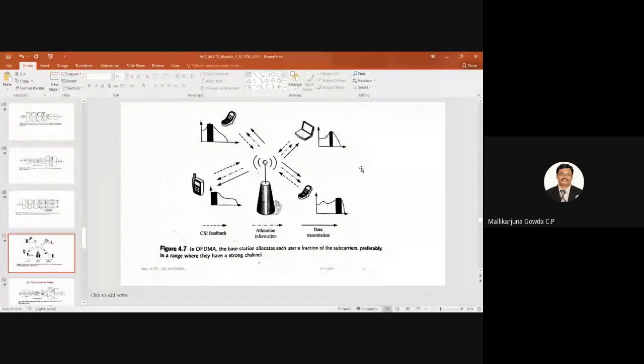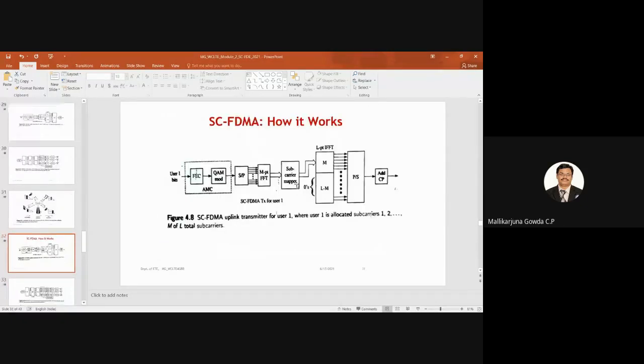And I think I discussed how the OFDMA base station will be allocating each user a fraction of the subcarriers, right? Fine. OFDMA, as I said, is preferred, which means in case of LTE, it is used in downlink. And SC-FDMA is used in uplink.